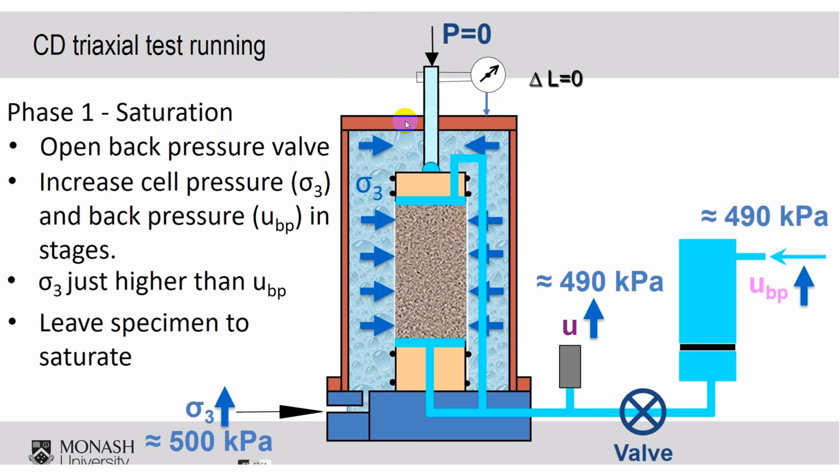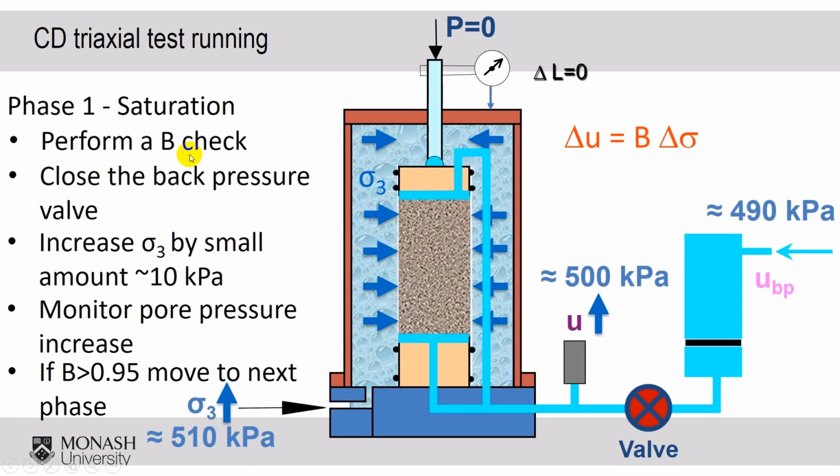So the first step is to increase the cell pressure and back pressure in stages. That means you will first increase the back pressure, let's say to 490 kilopascal. Once you have done it, the soil sample will be saturated with water. Because if you just apply the pressure inside, the soil will expand outward. So to constrain the soil and cancel out the pressure, you apply a cell pressure outside the soil, just a little bit greater than the back pressure. All right, and you just leave the specimen to saturate.